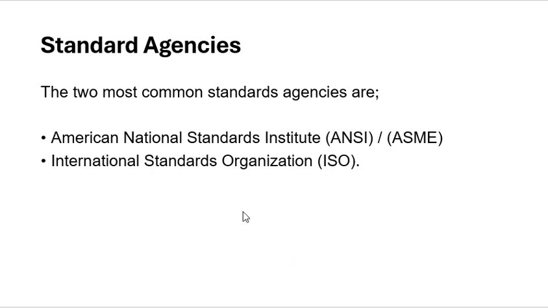So anyway, the three most common standard agencies: ANSI, ASME, ISO. These three standard bodies, you have to get to know them. This is your International Standards Organization, and that's your American National Standards Institute, and the American Society of Mechanical Engineers. So this is our group, and you have to be in touch with these groups.